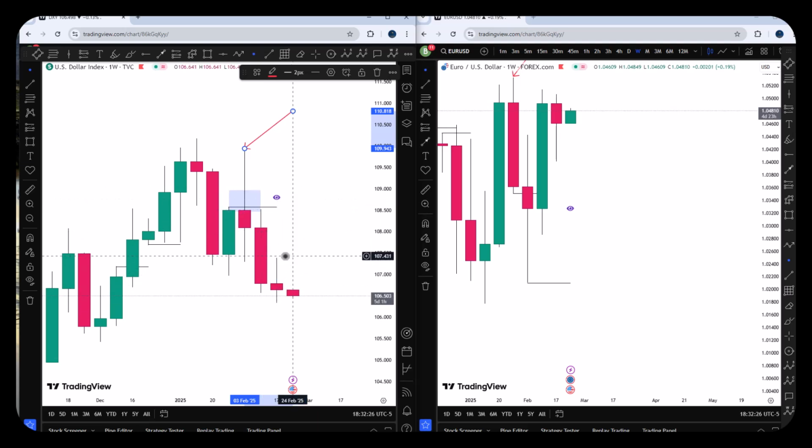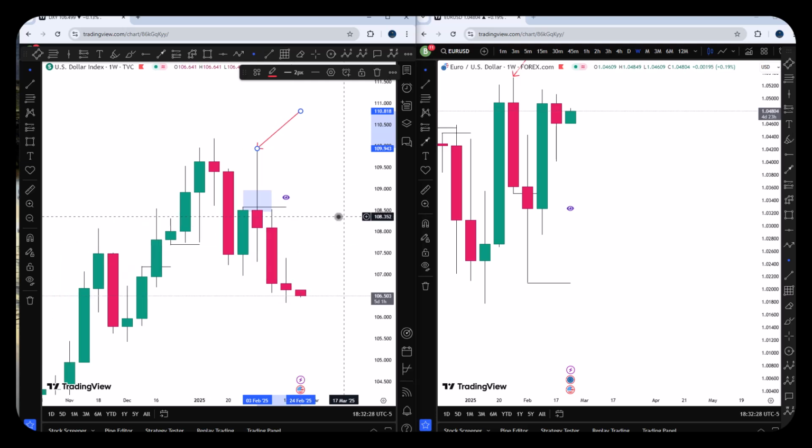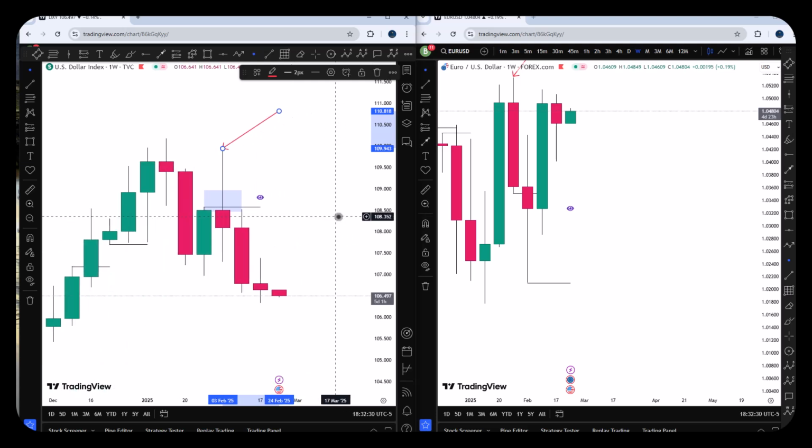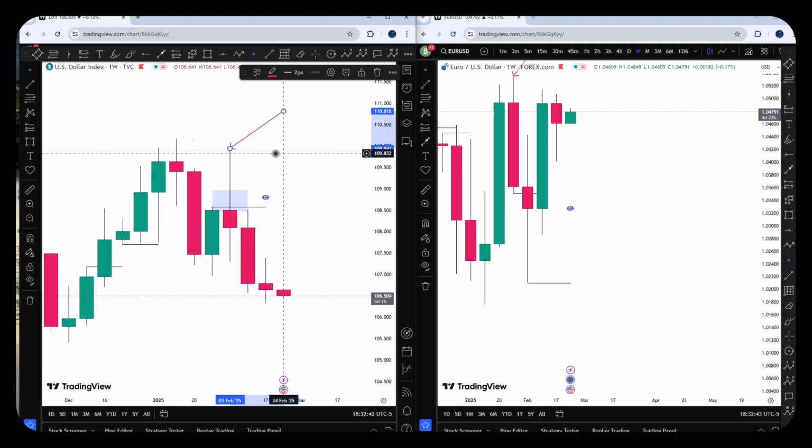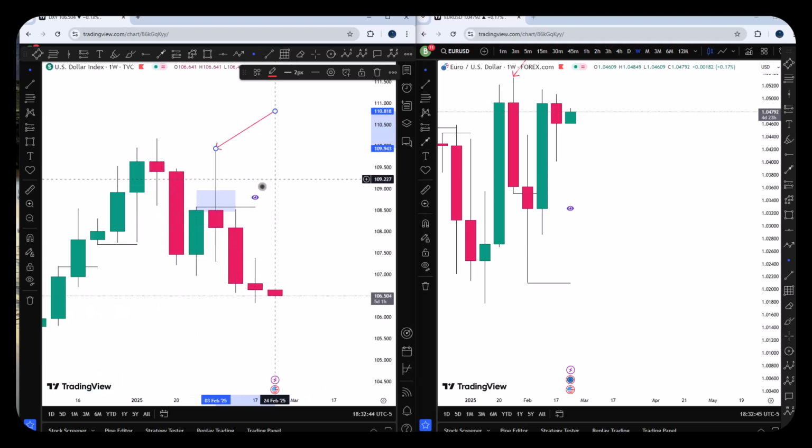Guys, I will be starting a series about liquidity this coming week. I will find good examples and I will show you how to use this concept when it comes to trading. So that's it. This is what I want to show you guys today.